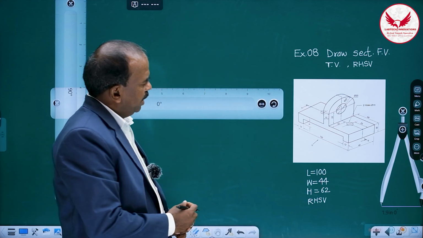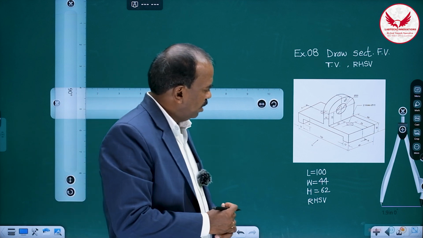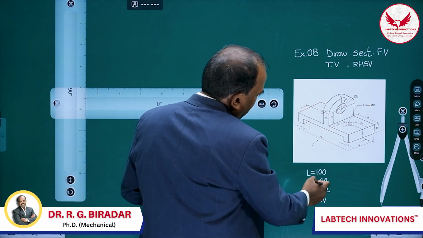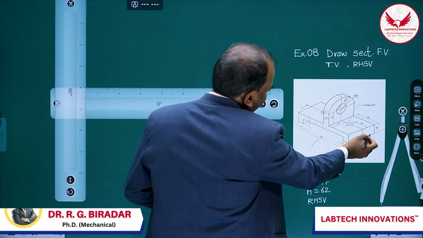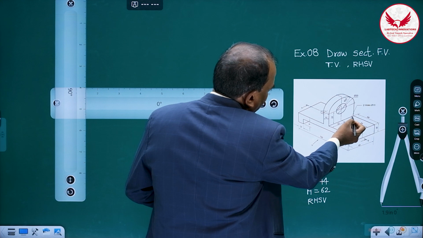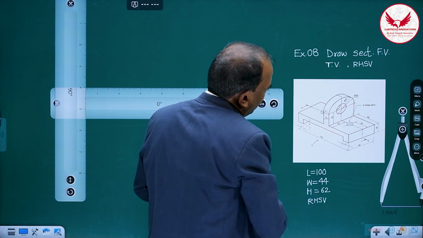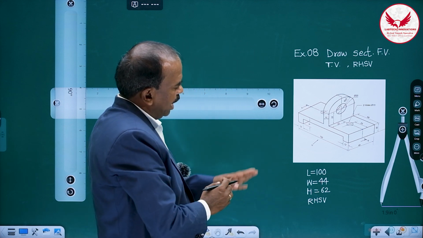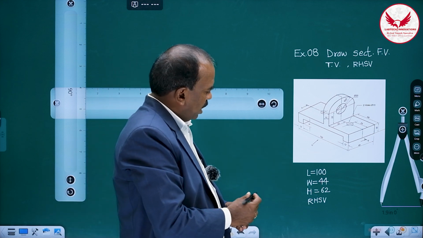So the basic preparation required is what? Preparing the three blocks, and for that we need these three dimensions: length 100, width directly it is 44, and height we'll have to see that this base plate is 18, then 18 plus this 22, 40, and then radius of this semi-cylindrical portion is 22. So like that the height is going to be 62. Then we have to draw the right hand side.